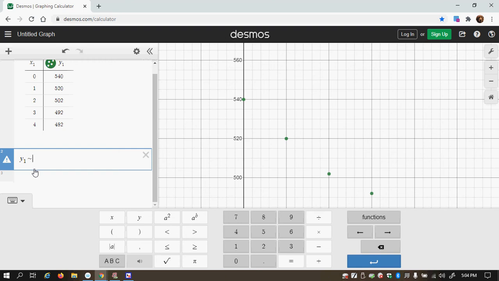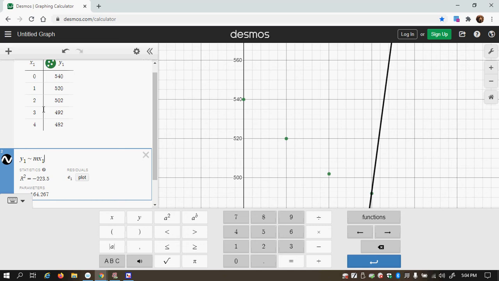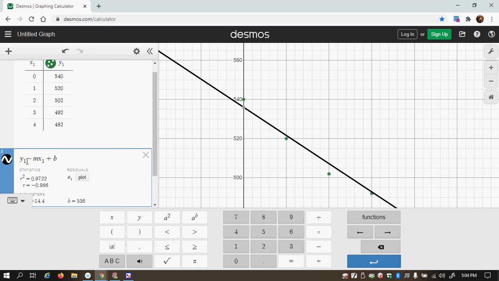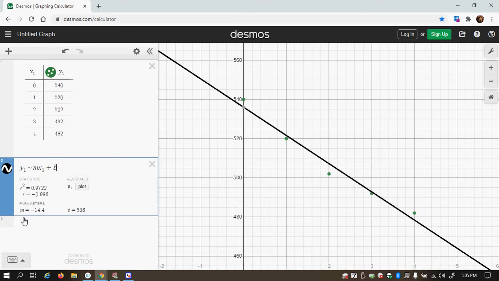Then you type in slope, which will be your M, then X, and since it's X1, you have to type in a 1. It's telling the computer where to find the data. Then we hit plus the B. So here's my slope-intercept equation, and it tells me the slope right away. I'll close this so we can see it. I'm going to write down my slope, which is negative 14.4. My y-intercept is 536. Now I can go back to my homework.